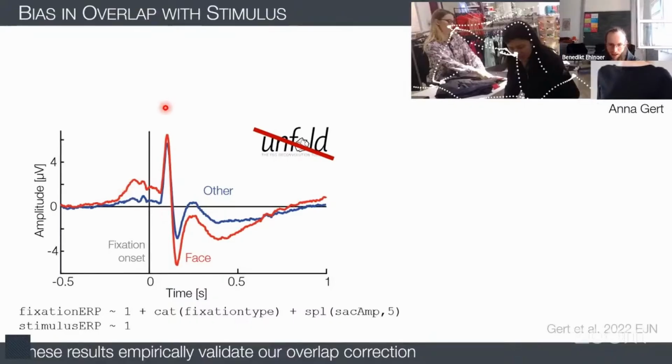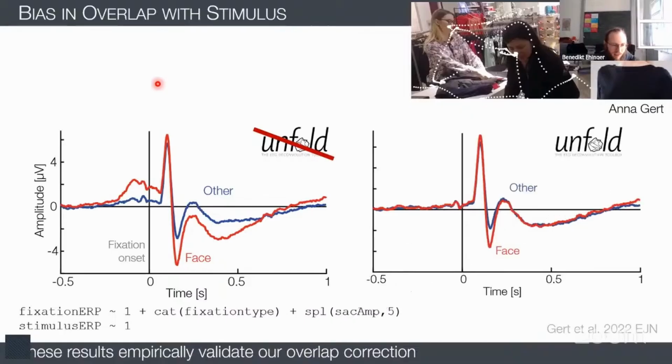So if we add the magic of Unfold, pling, suddenly the baseline and the other differences completely go away. And the only thing that remains is the N170 face effect. And for me, if you're a researcher who's interested in whether lab experiments generalize to the real world, which everybody should be, then this is kind of a dream result, because in a more ecologically valid situation where you have eye movements, you get exactly the same result. How awesome is that?